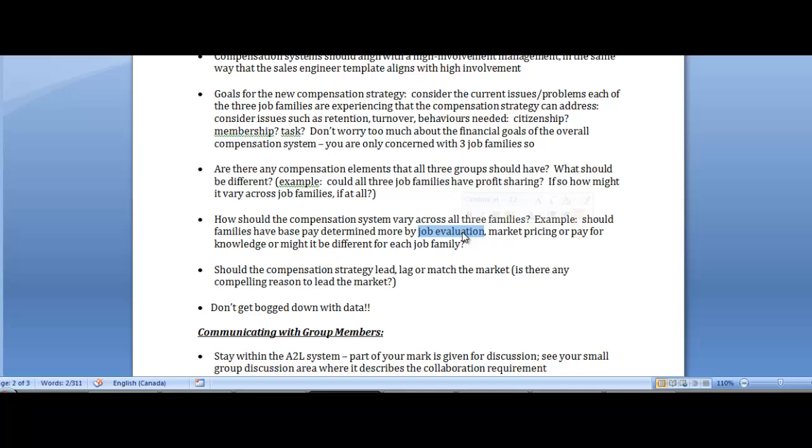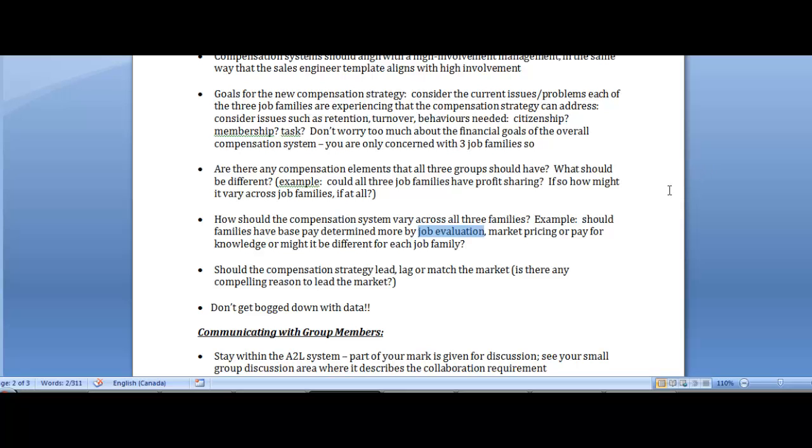Maybe you don't. Maybe some of them you think should be market priced. Maybe you're split for base pay among job evaluation, market pricing, and pay for knowledge, might be even in one job family, and maybe in the other job family it might be only job evaluation. You might decide for the administrative people that you just want to use job evaluation and market pricing and no pay for knowledge. That's up to your group to decide what you want to do.